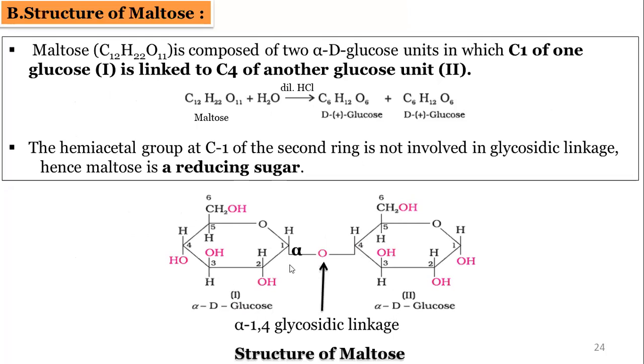And in case of maltose, both the monosaccharides are the same. This is alpha D glucose and this is also alpha D glucose. So the linkage is a 1,4 glycosidic linkage. The structure of maltose is very easy.